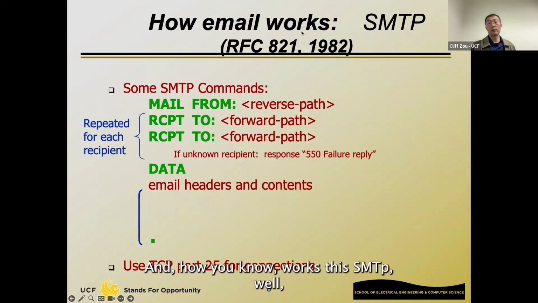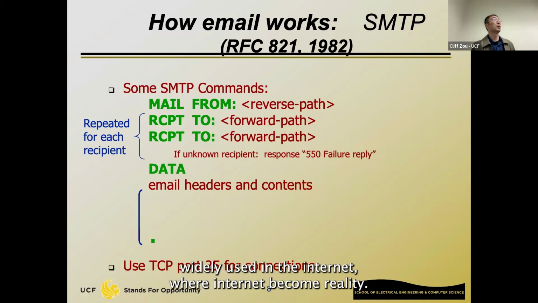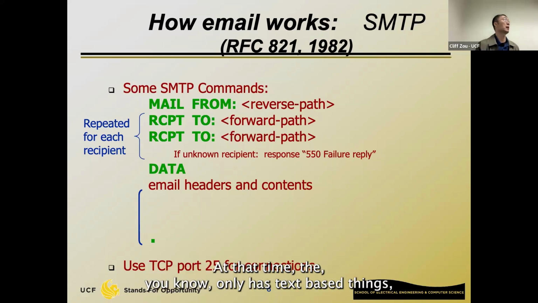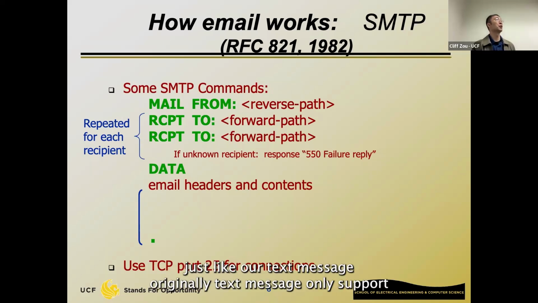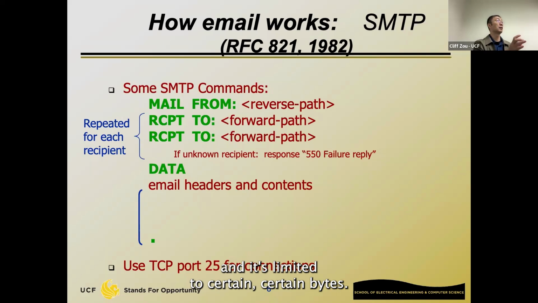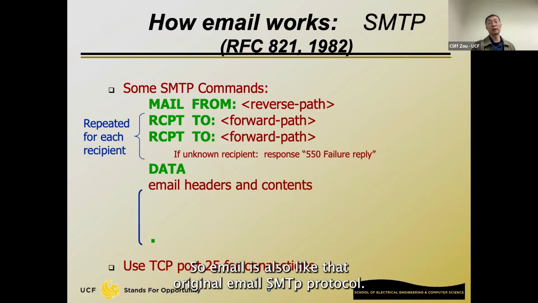And how email works, this SMTP. Well, the email system is probably one of the first protocols widely used on the internet. When the internet became reality, people immediately created an SMTP service to send simple email to each other. At that time, email only had text-based content. Just like our text messages, originally text messages only supported sending ASCII characters to each other, limited to certain bytes. But right now, with text messages you can send audio and images to each other without any problem. So email is also like that.